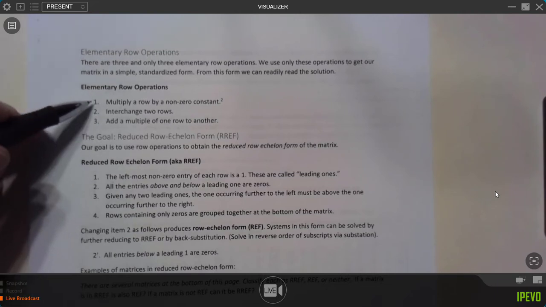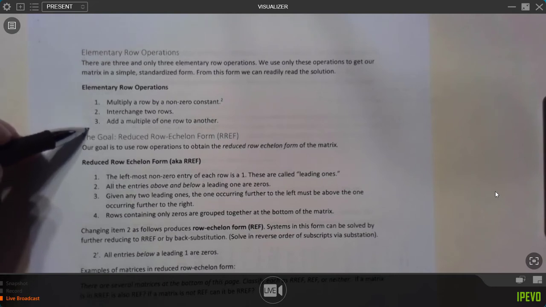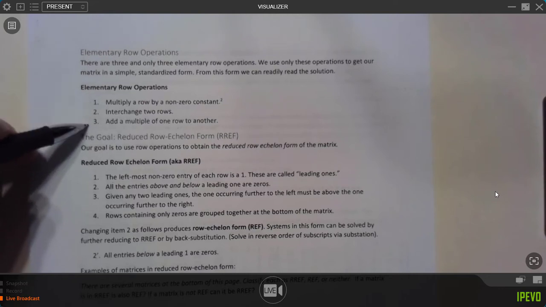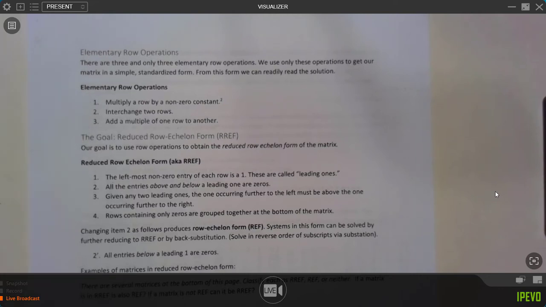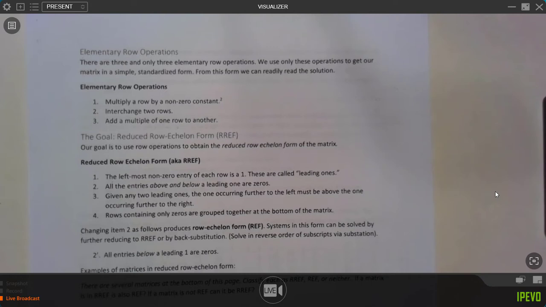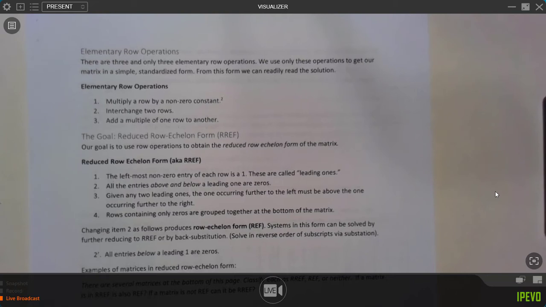And the point of limiting the options to these is, first of all, we have a systematic way of transforming from one matrix to another. And if we follow these rules, we're guaranteed not to change the solution set. So the solution of the final system that we generate will be the same as the solution to the original one, and that means we've solved the original problem that we're working on.